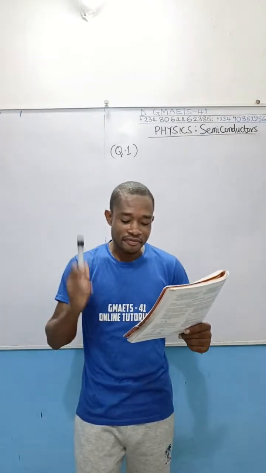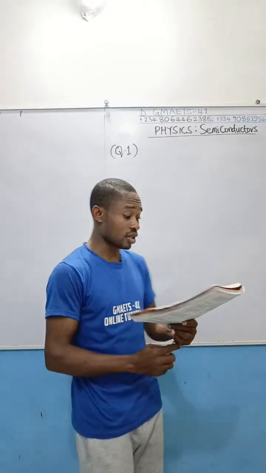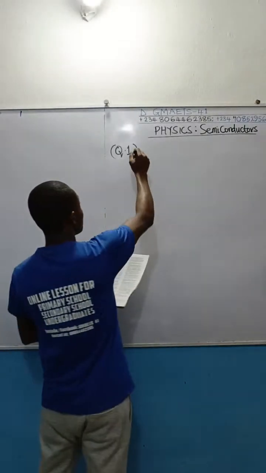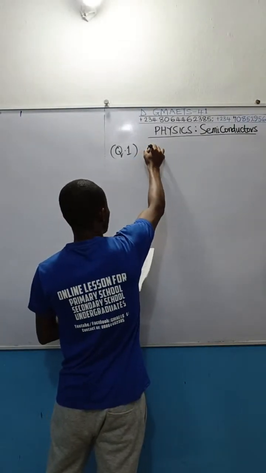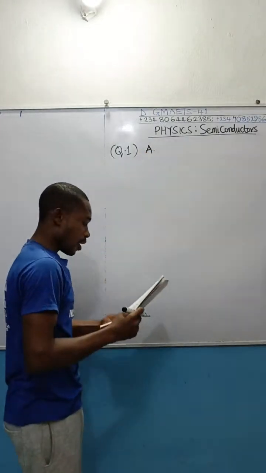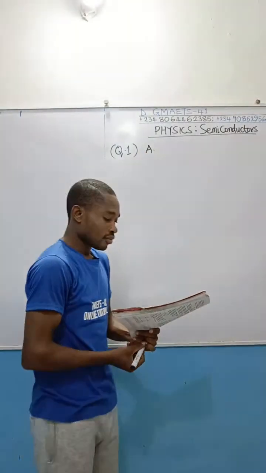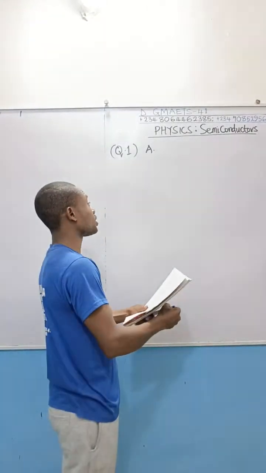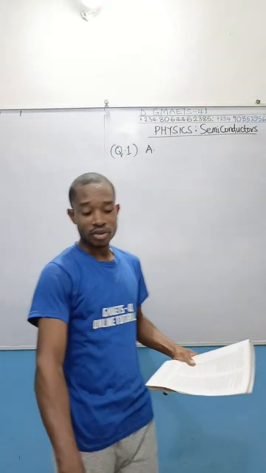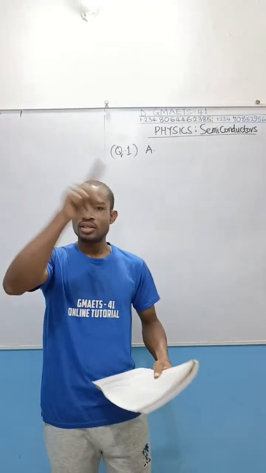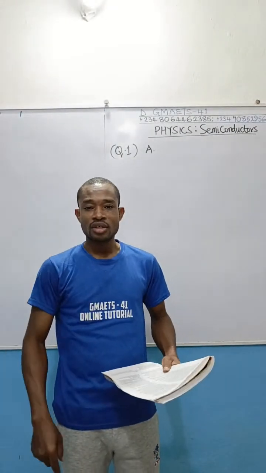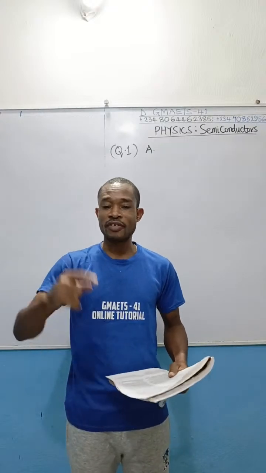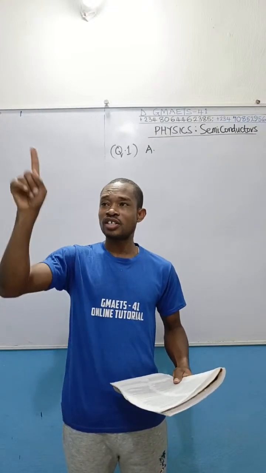Addition of trivalent impurity to a semiconductor. For the first question I just gave the answer to, we say option A. All right, option A is the correct answer. And what will guide you is remembering that for metals, T is directly proportional to R. For semiconductors, T is inversely proportional to R.